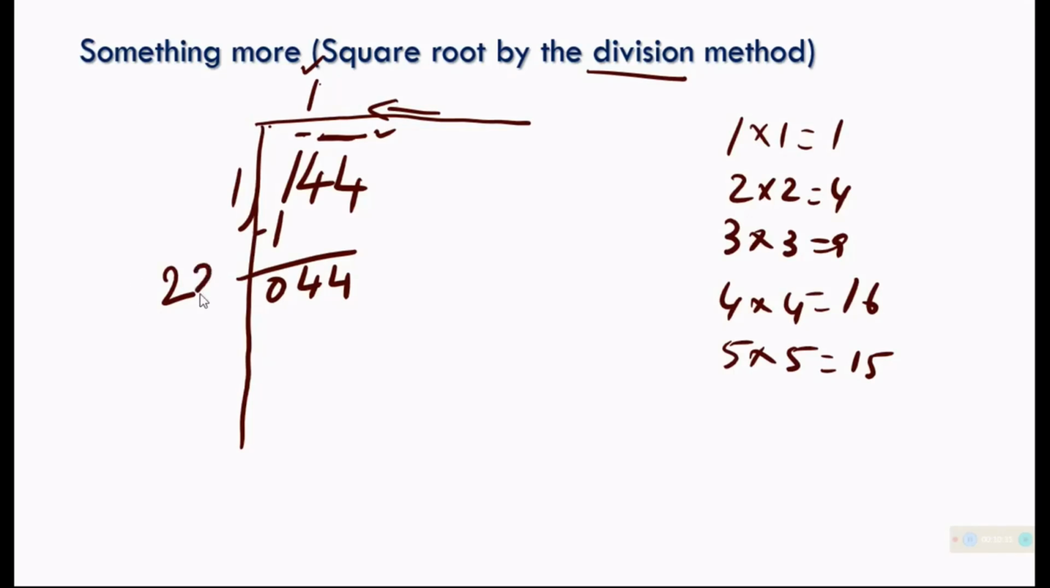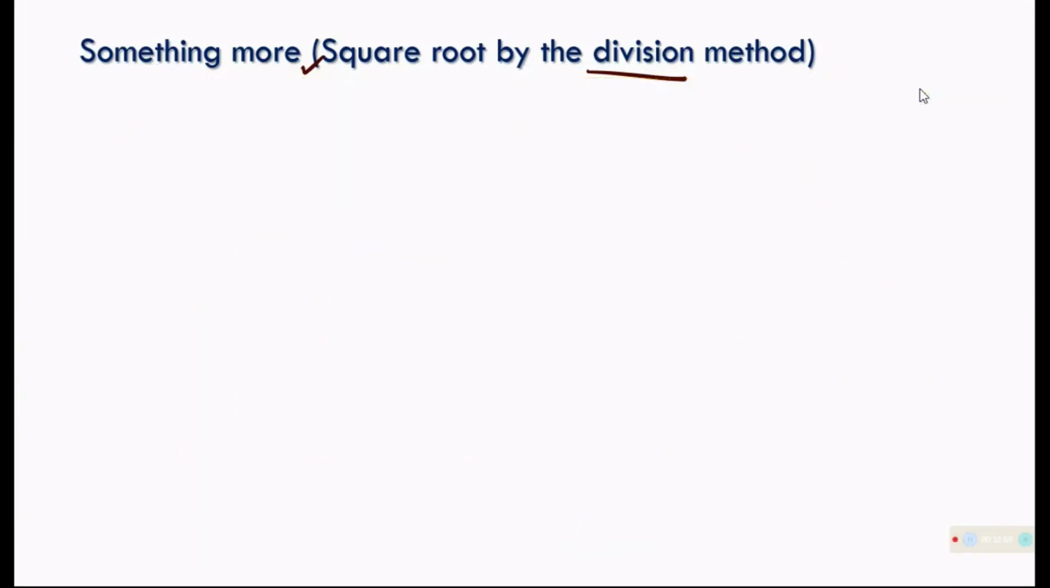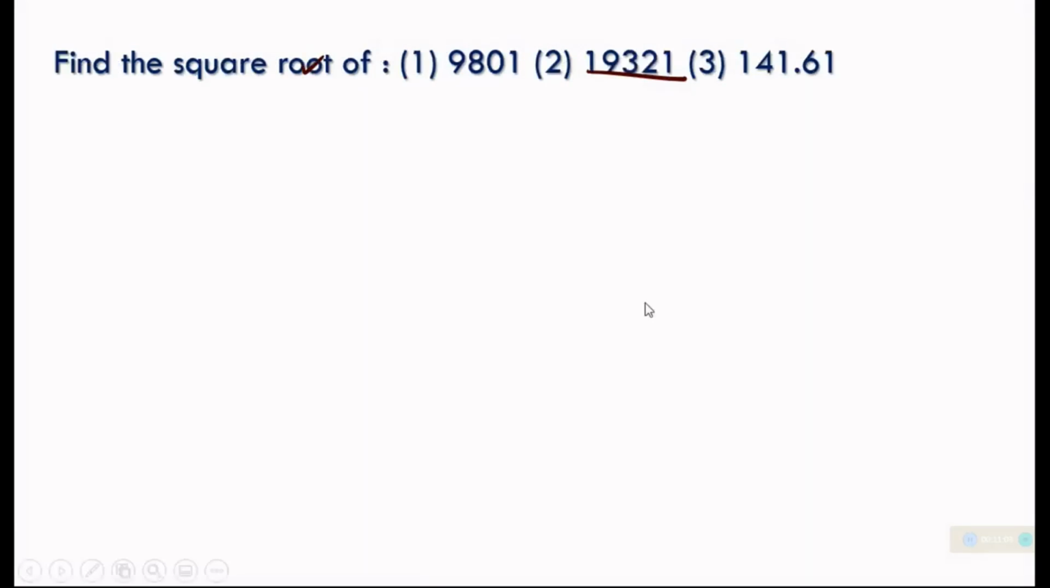So if I put 2 here and put 2 here, now 2 into 22 is equal to 44, and division is complete because remainder is 0. So 12 is the square root of 144. डिविजन मेथड आपको दिखाया, करेक्ट. तो वैसे आपको डिविजन मेथड से भी स्क्वायर रूट फाइंड आउट कर सकता है. This you should know, and it will be in practice for you soon. आप ऐसे करते जाएंगे. Let me see what is given as in the example here.